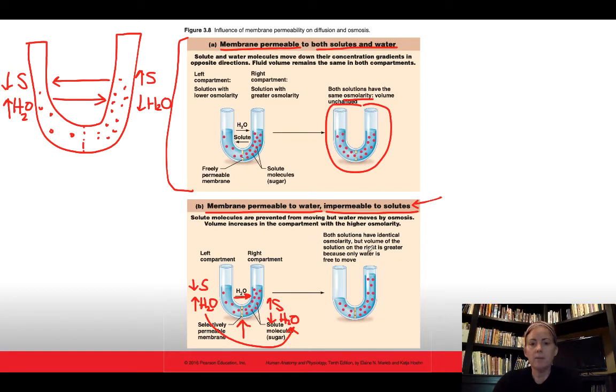And if given enough time, both sides of the compartment are going to end up having equal or identical osmolarity in terms of the concentration of solutes that you see in each. Now, you're going to see the volume of the solution on the right side. We've got much more solution on this right side than we have on this side, and that's because water was able to move across and fill up the right side of this compartment in order to create that equal osmolarity.